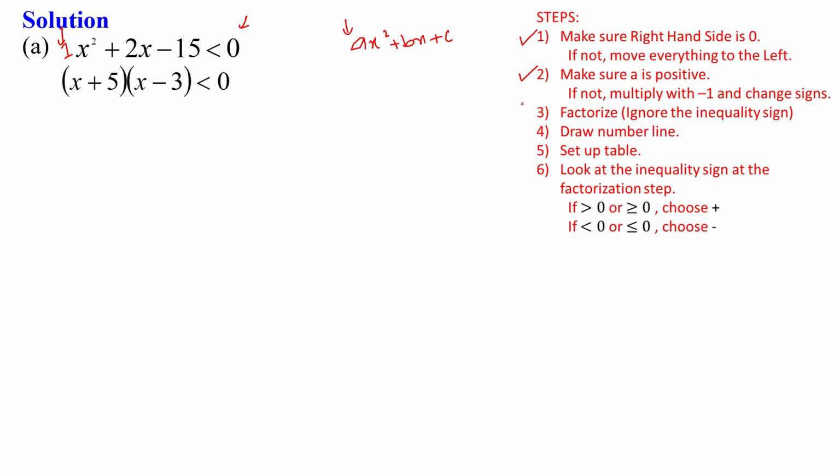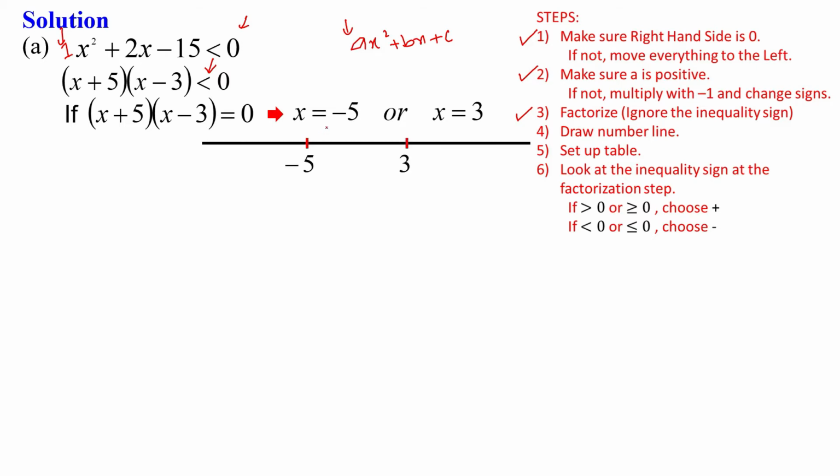Next, after you have factorized, you draw the number line. For here, just follow the inequality sign. Do not change the inequality sign. Fourth step, draw the number line. Make sure that you know what are the numbers that you have to plot on the number line, which are the x's from the factorization. They are -5 and 3. Draw a number line and plot -5 and 3.